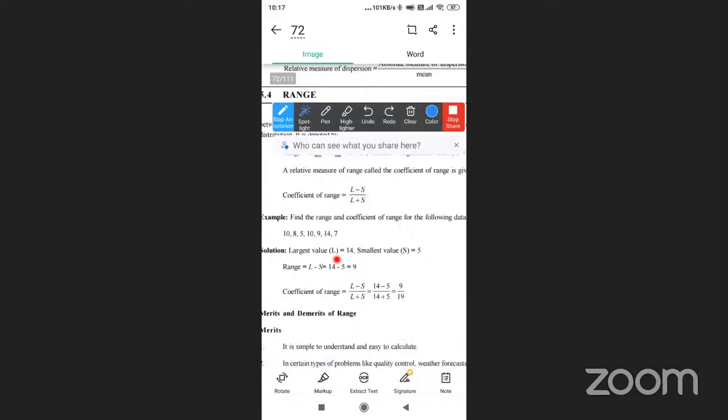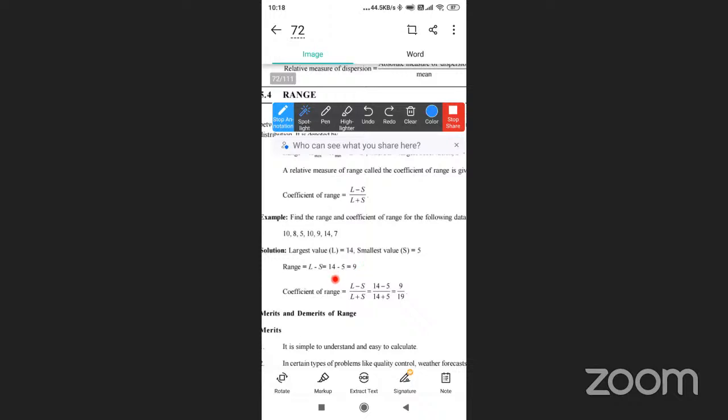Find the range and coefficient of range for the following data: 10, 8, 5, 10, 9, 14, 7. In that series, the largest value is 14, isn't it? Yes, students, give the response. The largest value is 14 and the smallest value is 5. Is it clear? Now range is equal to L minus S, that is 14 minus 5 equals 9. So 9 is the value of the range. It is the absolute value for the given data.